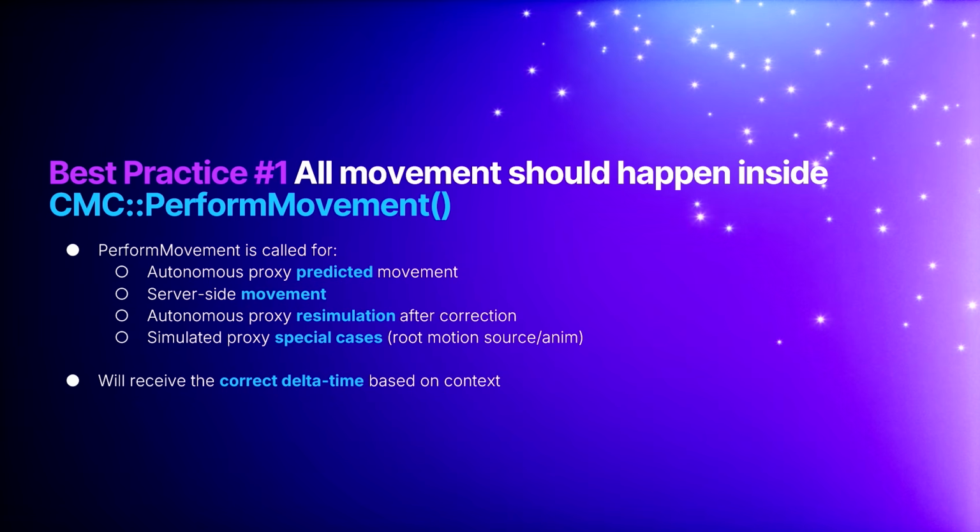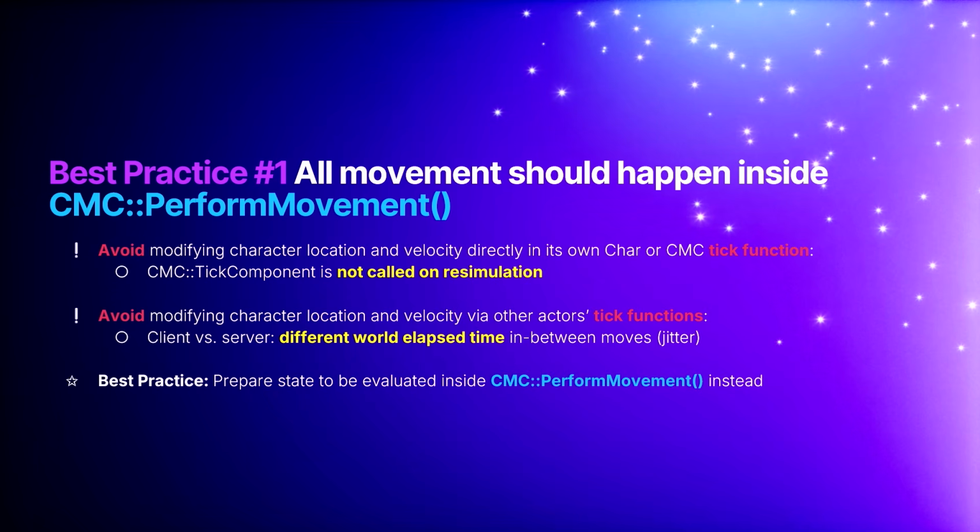Instead, what you want to do is to handle all of your movement inside perform movement, because it is called in each of those contexts and also is called on resimulation. What you want to avoid is modifying your character location and velocity in tick functions. Now, what people tend to do is put their movement logic in character tick or in their CMC tick function. This is bad. And the reason for this is because tick is not called on resimulation. You also want to avoid modifying velocity and location in other actors' tick functions. You don't want to modify your character's location from other actors either.